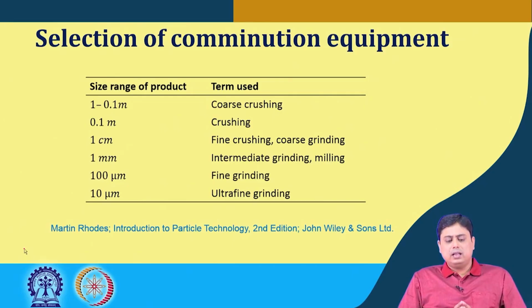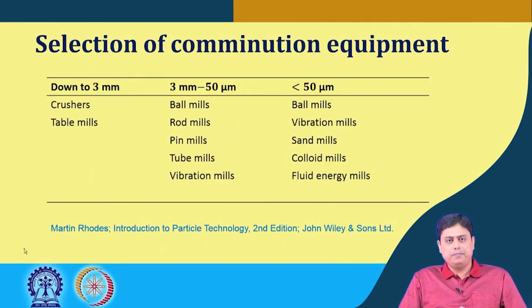So, this summary is essential and you have to keep this terminology in mind. By looking at the equipment name, you can possibly judge what the size range would be. And now more specifically, if we look at this table and specifically at the names, it becomes much clearer that down to 3 millimeter of the size range, we typically use crushers or tablet mills.